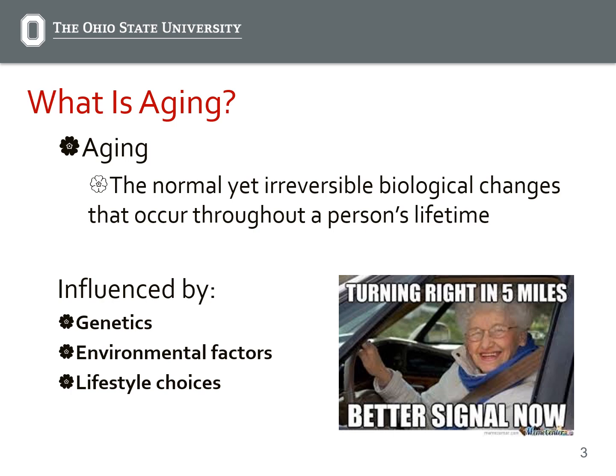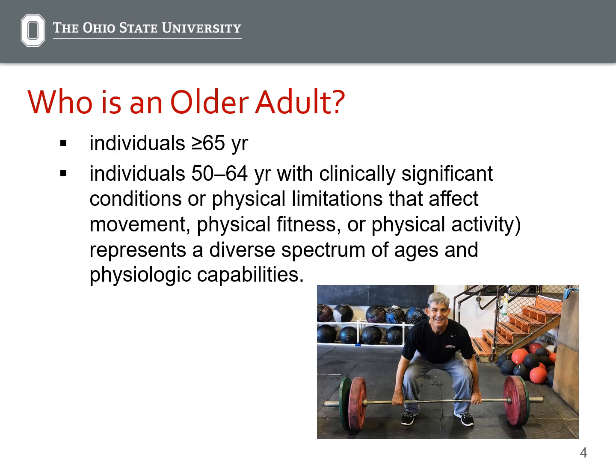This is going to play, I think, a big role in how we look at things from an older adult standpoint. Also taking into consideration who is an older adult, right? So we've got individuals who are at least 65 years old, or individuals within the 50 to 64 year range before that who are clinically significant, that have conditions or physical limitations that affect some sort of movement, fitness, or physical activity. It's a diverse group of all ages and physiological capacities.